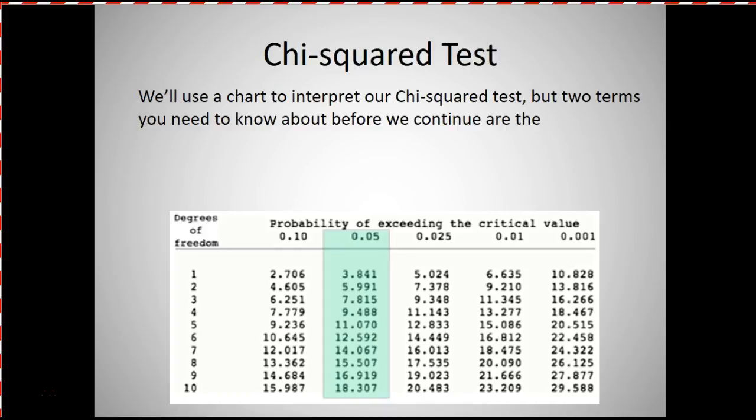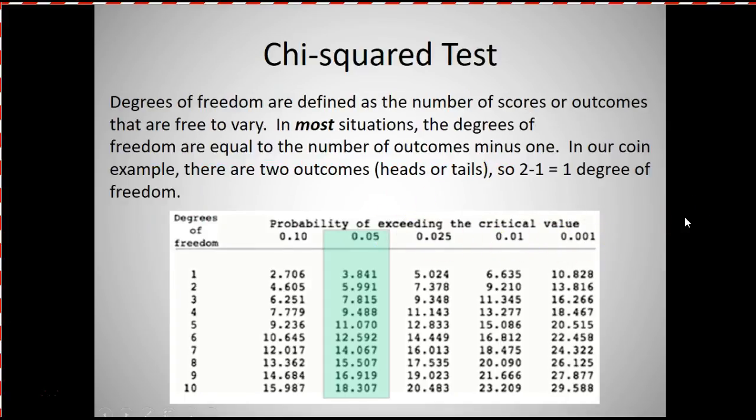So we're going to use this chart to help us interpret the values that we get from our chi-square test. A couple terms you're going to need to know on this chart. One is the degrees of freedom, which you can see in this first column here, and it goes from 1 to 10. And then the other is the critical value. So degrees of freedom is defined as the number of scores or outcomes that are free to vary. Now that probably doesn't make any sense to you at all. But in most situations the degrees of freedom are equal to the number of outcomes minus 1. So let's think about our coin example. There's two outcomes, right? You can get heads or tails. So it's always the number of outcomes minus 1. That gives you the degrees of freedom. So in this case we would have 1 degree of freedom.